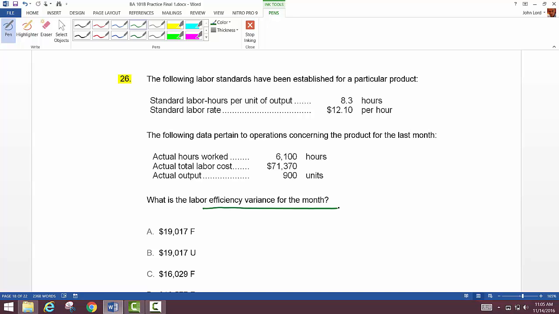Okay, who wants to do the labor efficiency? You want to do it, Omar? You want to do it from there? Okay. Okay, good. We've got the standard rate. Standard rate is 12.10.